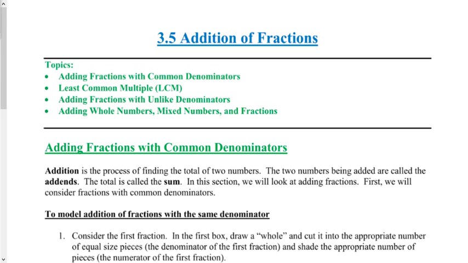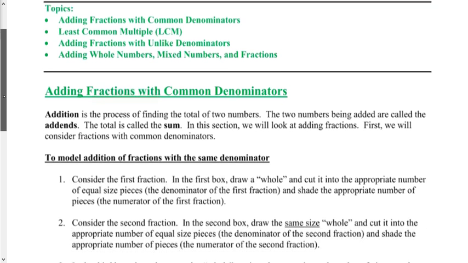All right, welcome. Today we're going to be talking about addition of fractions. Now, to start out with, we're going to be adding fractions with common denominators and then moving into fractions that have uncommon denominators. Now, the addition and subtraction of fractions really is about the same. So once you get 3.5 of addition figured out, 3.6 is going to be pretty much the same.